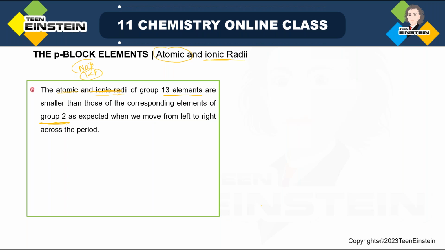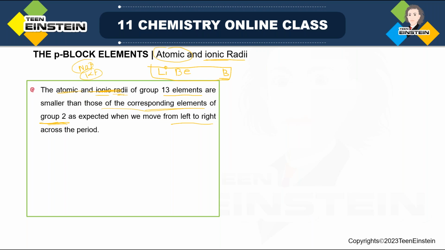So after group 2, there is the d block and then group 13. But still group 13 is on the right hand side of group 2. That means when we are moving from the s block to the p block, we are moving from left to right. So what we can expect is that the atomic size will be smaller than those of the corresponding elements. Corresponding element means it has to be in the same period. So if you are considering boron, which is from the second period, then you will compare it with lithium and beryllium. You cannot compare it with sodium because they are not in the same period. That is why we say we are moving from left to right.